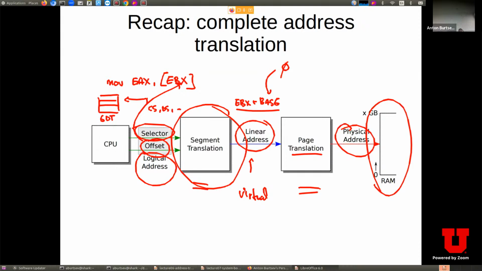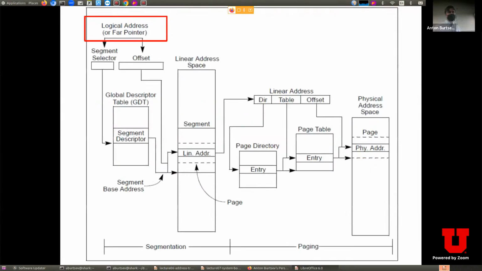Just a hint, it's used for implementing something called thread local variables. Again, we'll go through an example, but this is the final kind of picture. And just to make sure that everyone is sick of it, for real, just one more walk through the Intel diagram.